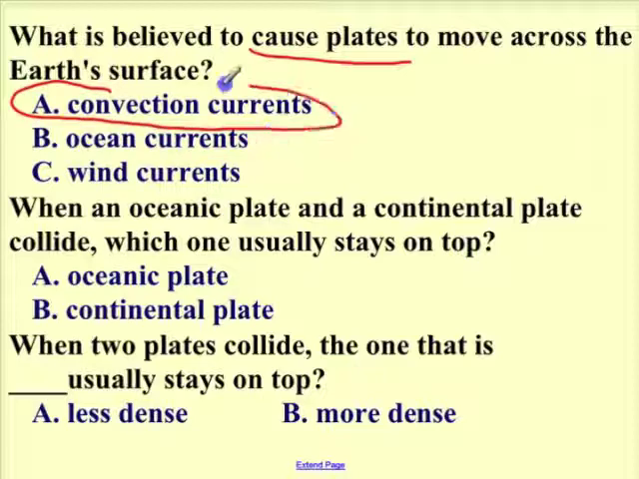It's got to be convection currents, because think about it. Are ocean currents really going to move these giant plates, and are wind currents going to move them? No. When an oceanic plate and a continental plate collide, which one usually stays on top?